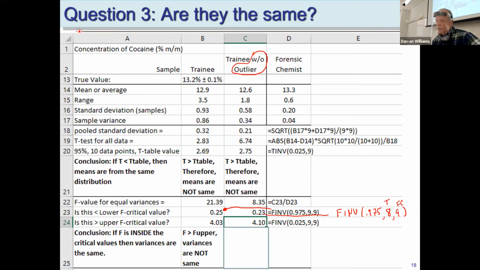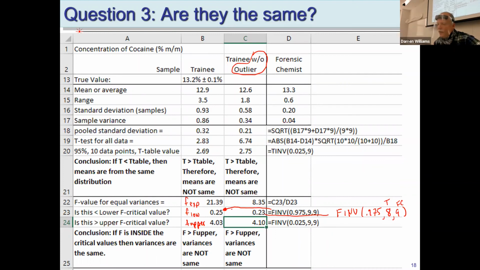Okay, so our F value, F experimental, is higher than F upper. So since 21.39 is higher than 4.03, the variances are not the same. So we would reject the null hypothesis.